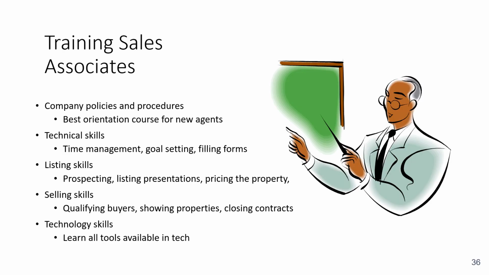Training sales associates includes company policies and procedures, best taught in an orientation course for new agents. Technical skills: time management, goal setting, and filling out forms. Listing skills: prospecting, listing presentations, pricing the property. Selling skills: qualifying buyers, showing properties, and closing contracts. And the technology skills. There are a lot of tools available in tech these days.